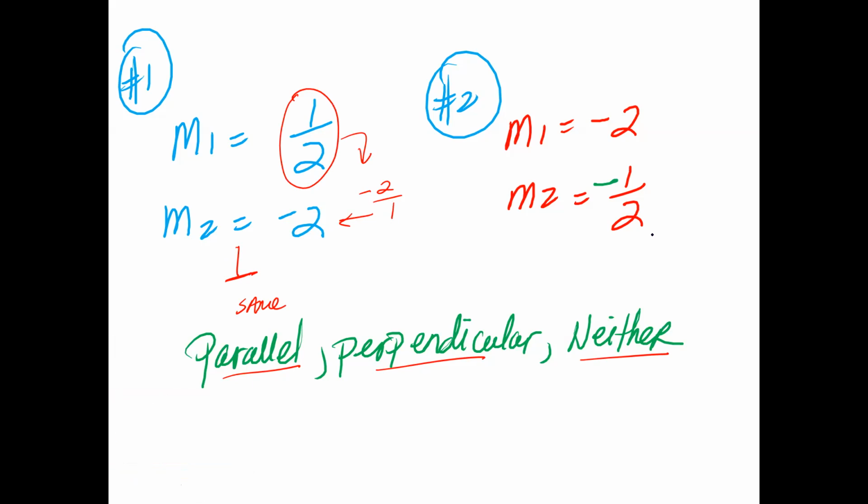Second one, are they parallel? No, because they're not the same. So you take the first one, flip it, which gives you a negative 1 over 2. But then you have to put a negative to it, which makes it positive. Is it the same? Nope. So it's not parallel, not perpendicular. It is going to be neither in that case.